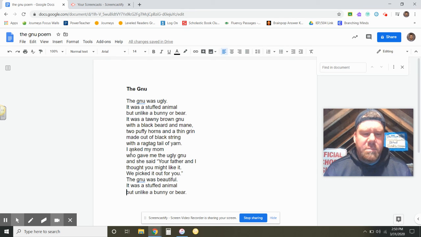I asked my mom, who gave me the ugly gnu? And she said, your father and I thought you might like it. We picked it out for you. The gnu was beautiful. It was a stuffed animal, but unlike a bunny or bear. I hope you see what I mean.